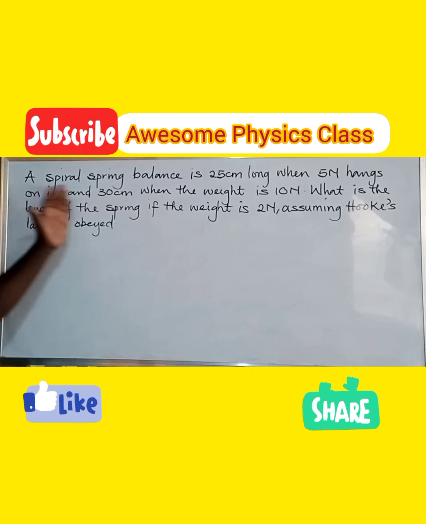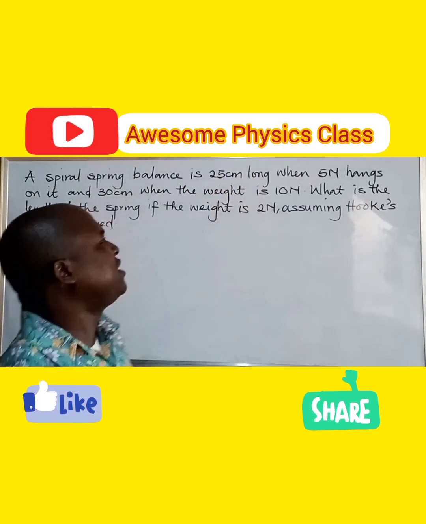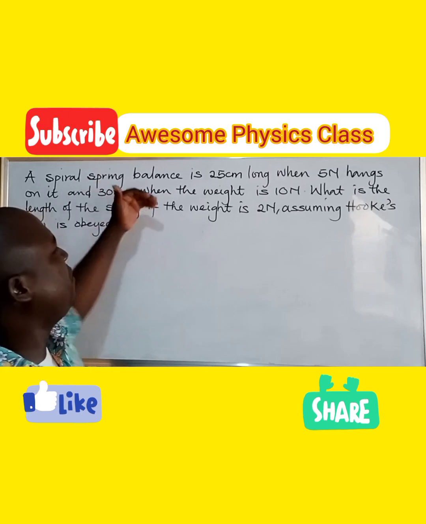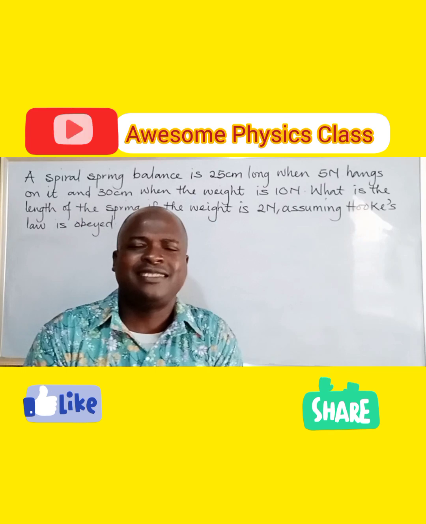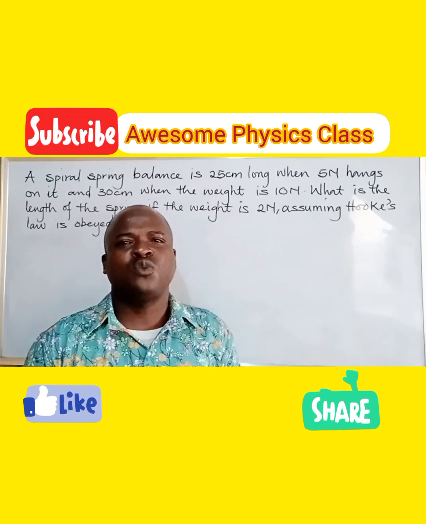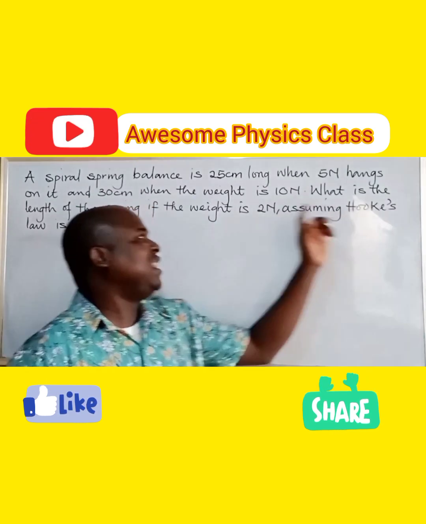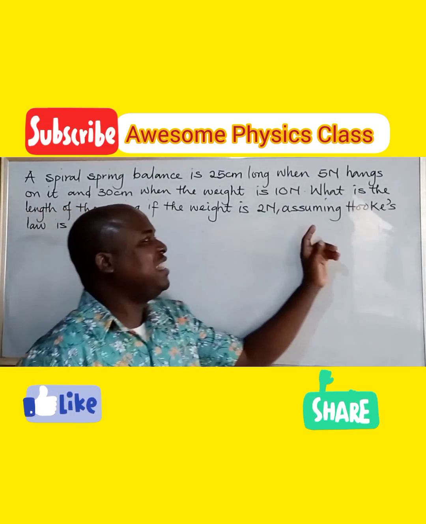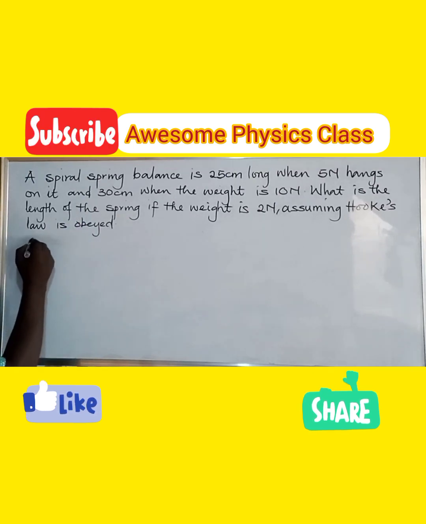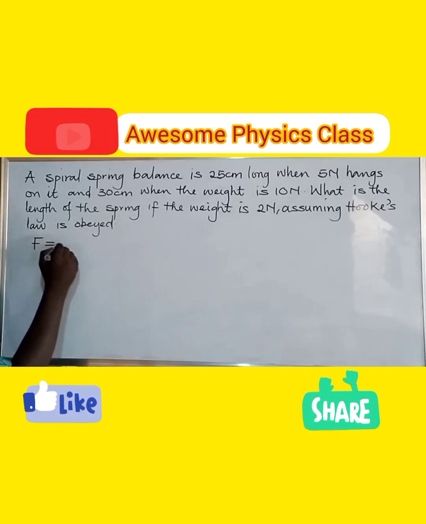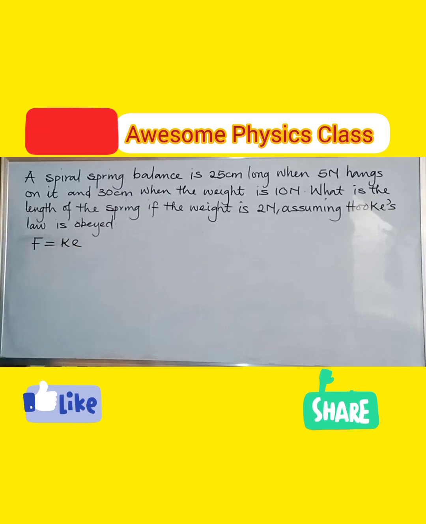We are given a spiral spring balance of 25 centimeter. But under elasticity, we need to always consider Hooke's law, and that is what we are given, because we are told here that assuming Hooke's law is obeyed. For Hooke's law to be obeyed, we are going to have F is equal to Ke, where F is the force, K is the force constant, and e is the extension.